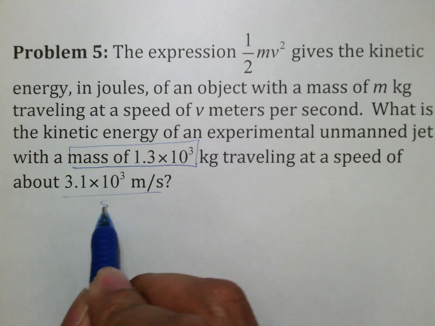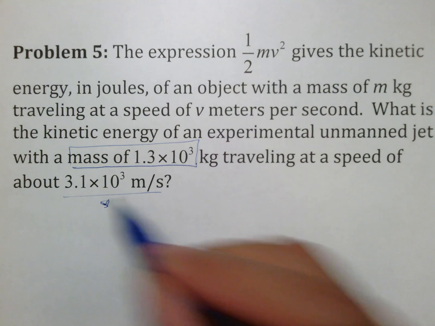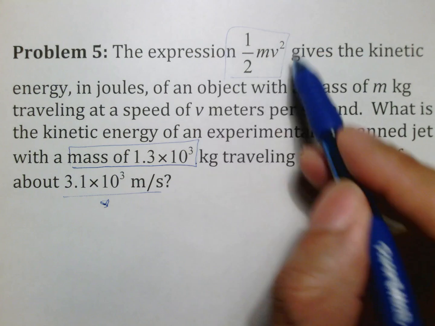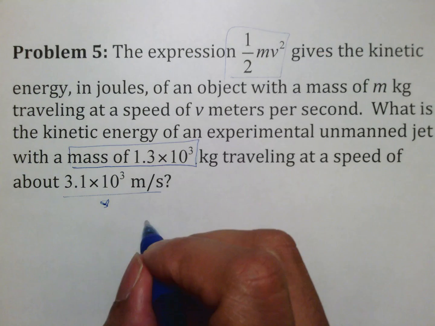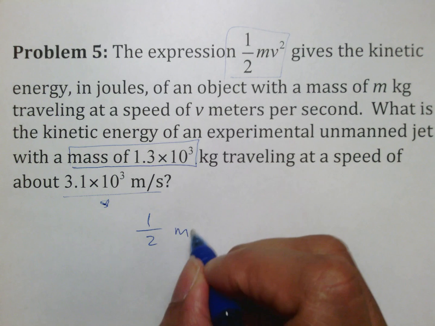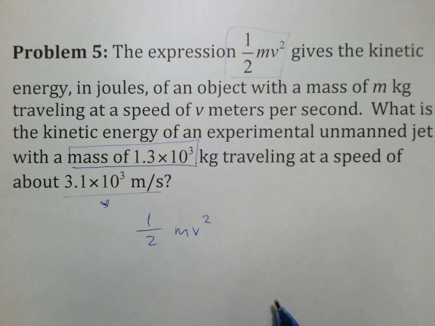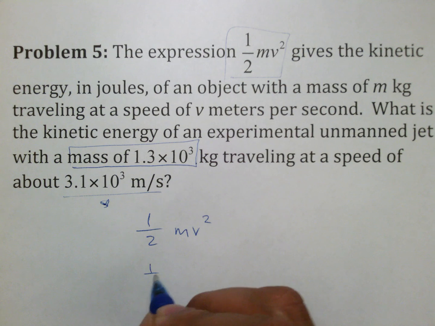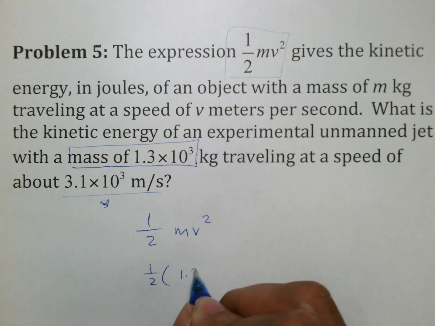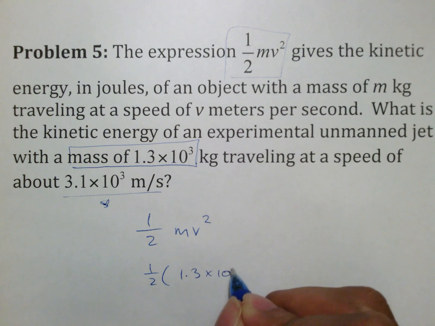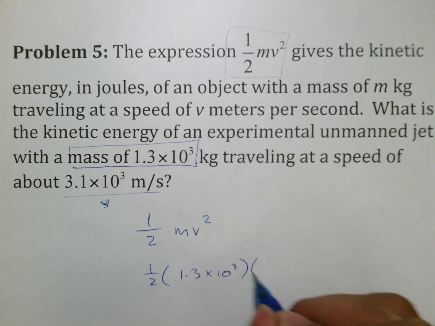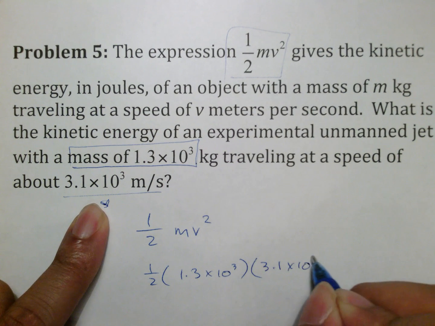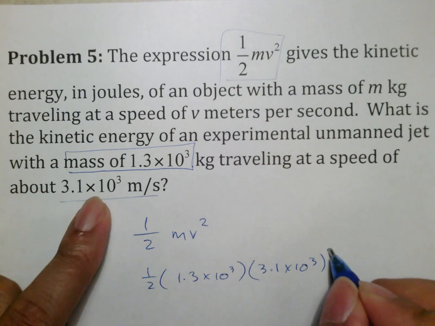and this is the speed or the velocity, and so all we're going to do is take this equation. Remember, anytime they give you a word problem with a formula or equation in there, use that equation, 1/2 mv squared. Now we just have to make sure we know what is what. Again, this is the mass, so we do 1/2 times 1.3 times 10 to the third times the velocity, or v, which is 3.1 times 10 to the third squared.